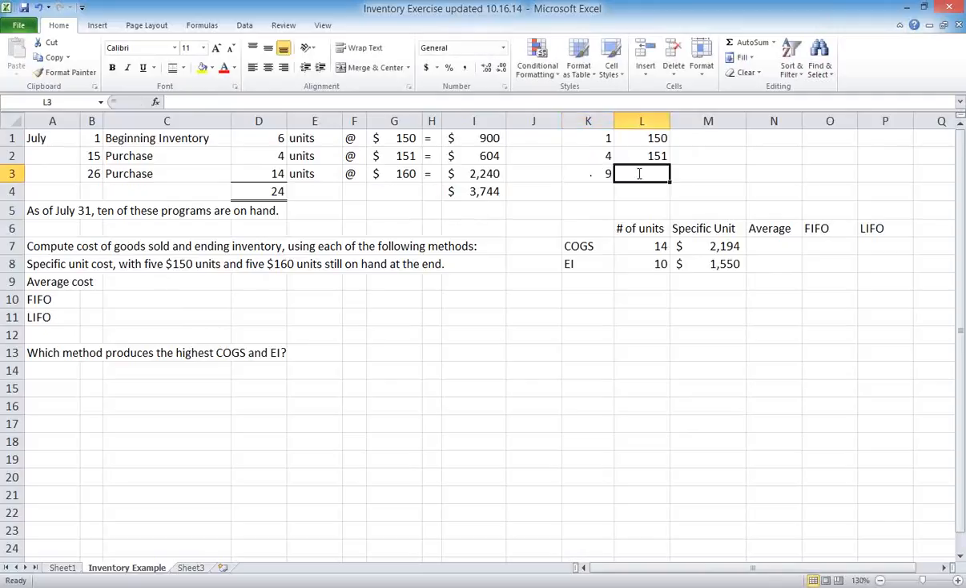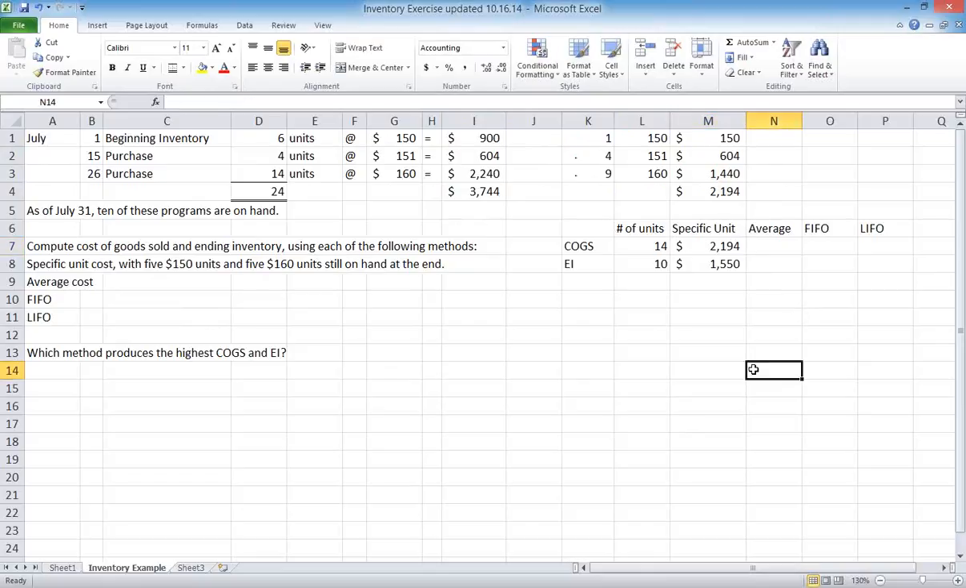Long day. Do my math, add them up, and you will see that that equals the same thing as I got for my specific identification. I'm just trying to show you that there's built-in check figures on so many things if you just know how the formulas work.